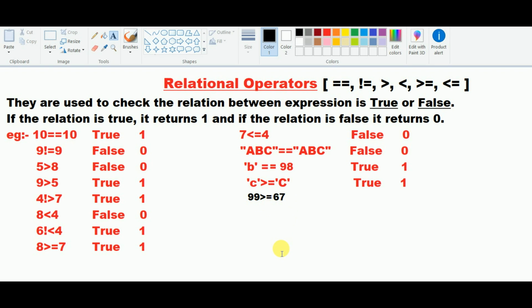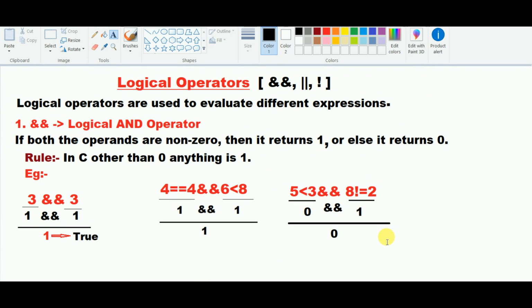Next, going to the logical operators. So what are logical operators? Logical operators are used to evaluate different expressions. First one is the logical AND operator.